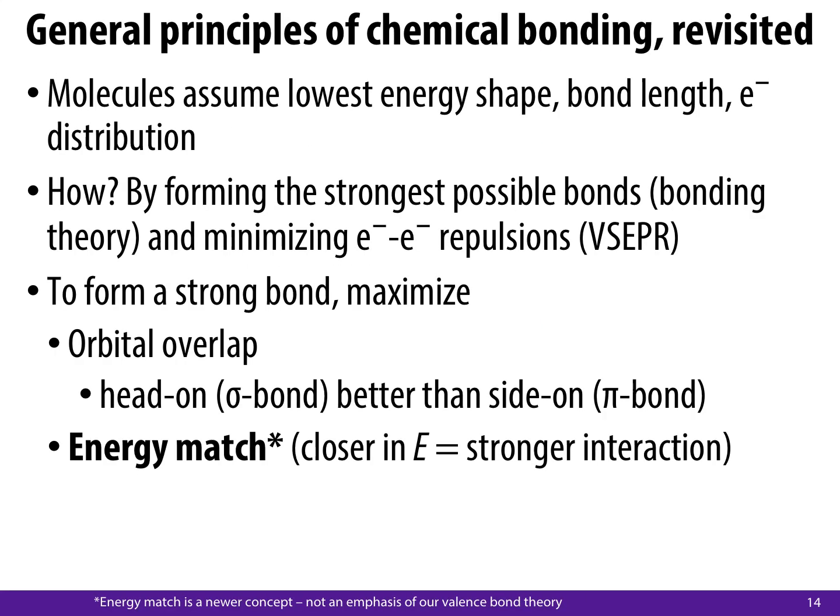So how this relates to our bonding theory is, we've looked at these before. Molecules assume the lowest energy shape, bond length, electron distribution, and so forth by forming the strongest possible bonds and minimizing those electron-electron repulsions. To form a strong bond, we're going to maximize the orbital overlap. So head-on is going to be better than side-on. Sigma bonds typically are stronger than pi bonds.